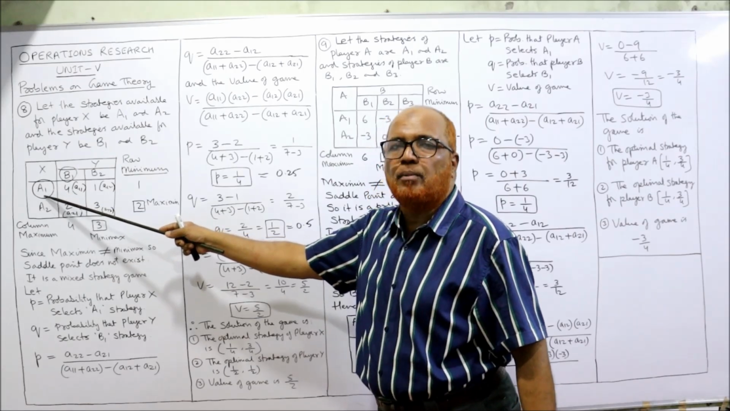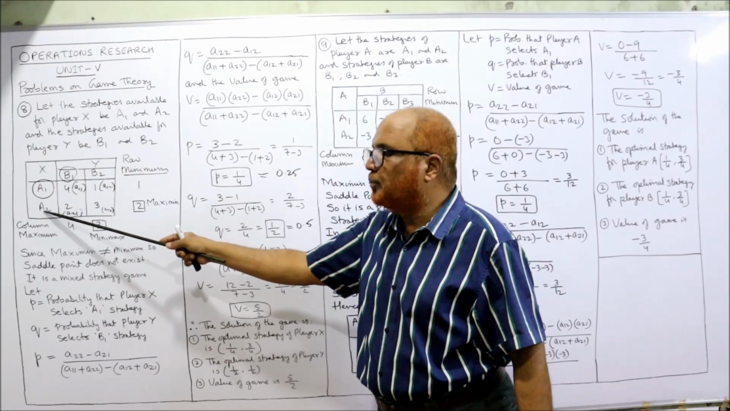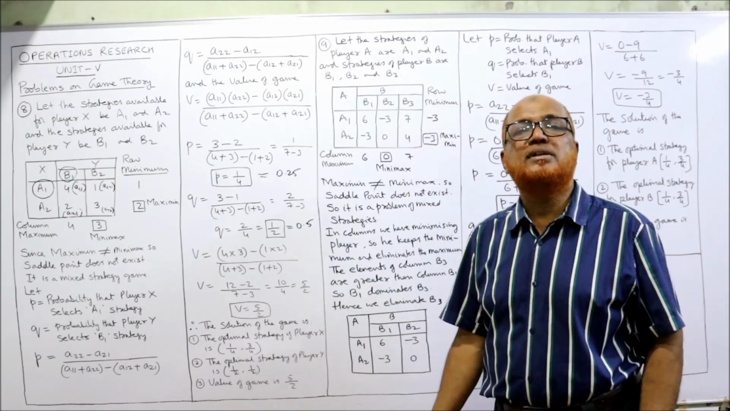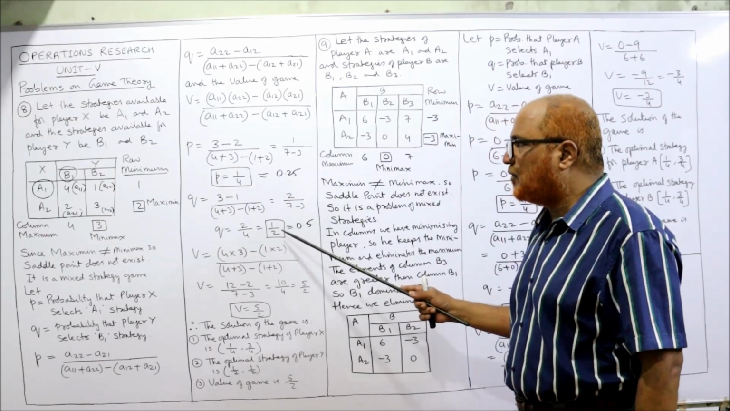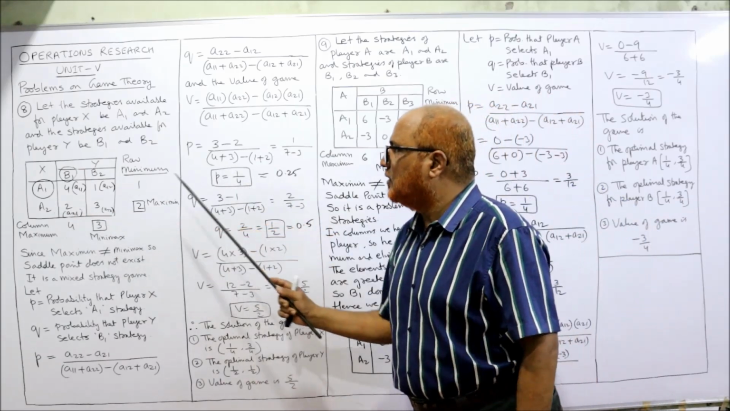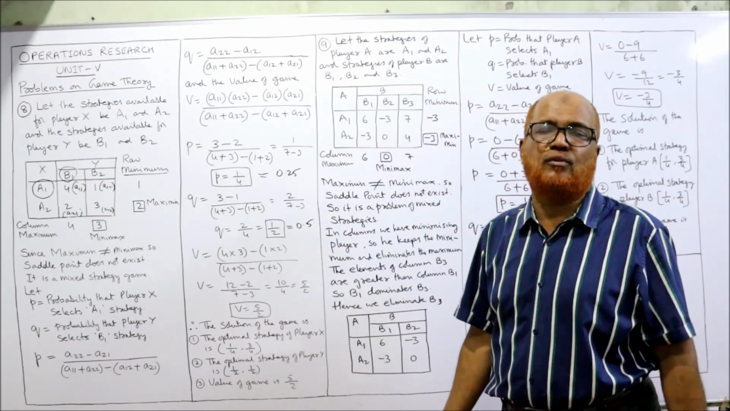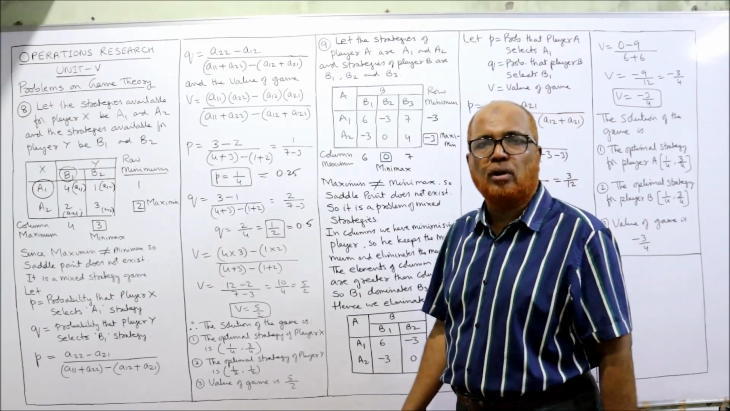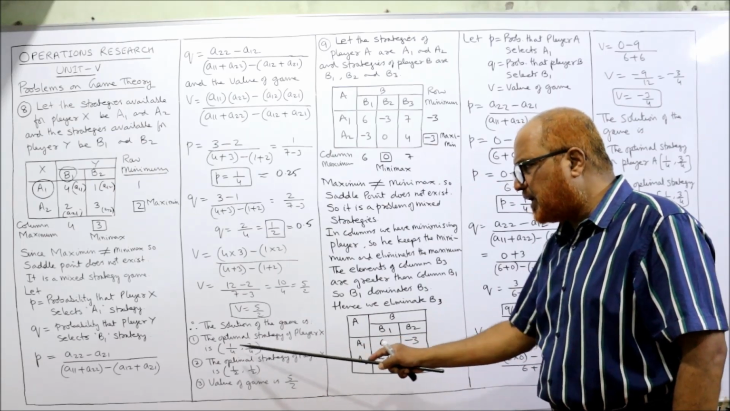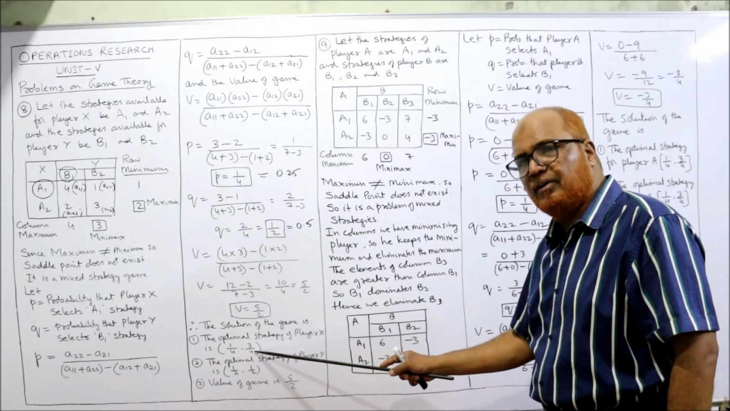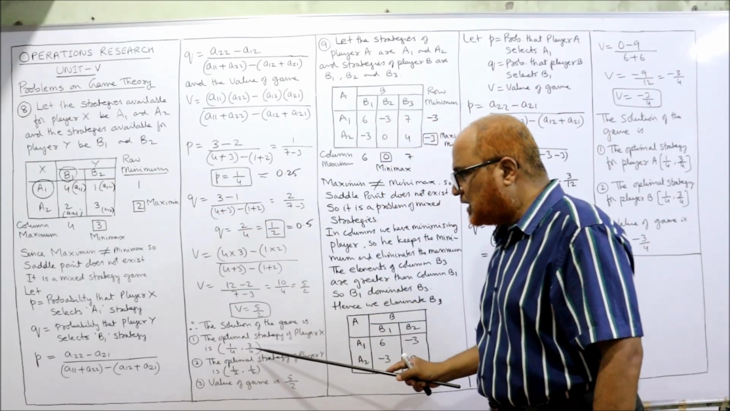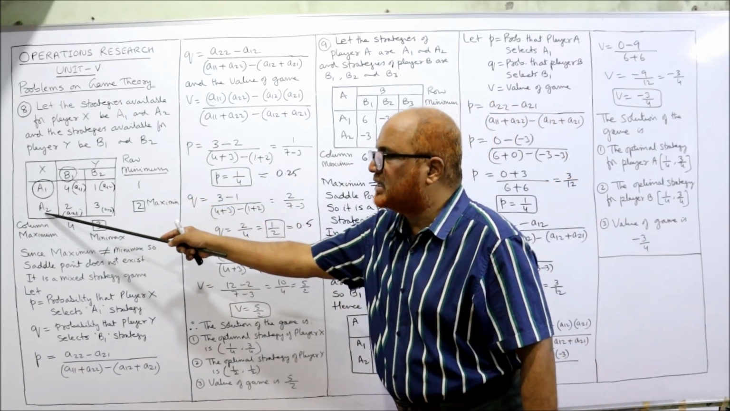When A1's probability is 0.25, A2's probability is 0.75, since 1 minus 0.25 is 0.75. Or 1 by 4 is the probability of P, so what is the probability of A2? 1 minus 1 by 4 is 3 by 4. So the optimal strategy for player X is 1 by 4, comma 3 by 4. 1 by 4 is the probability that X will select A1, and 3 by 4 is the probability that X will select A2.